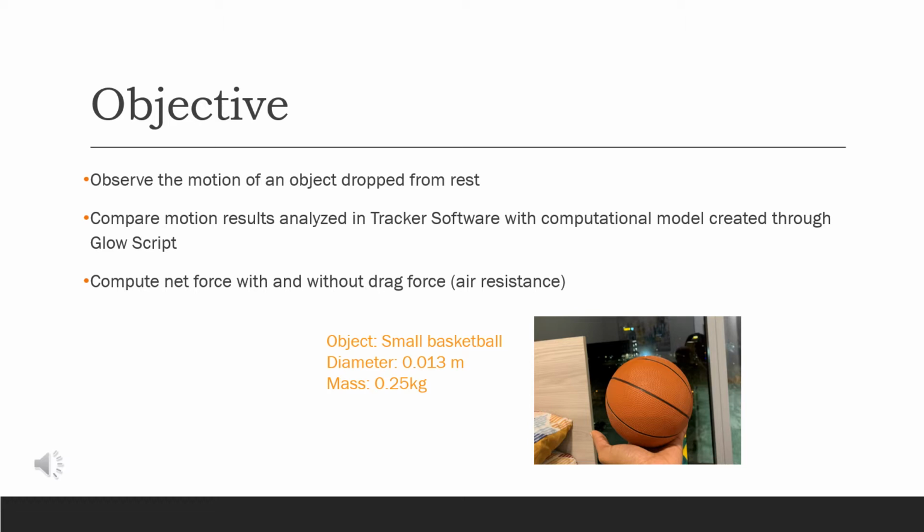We compared the motion results analyzed in the Tracker software with the computational model created through GlowScript, and we also computed the net force with and without the drag force, which we can consider air resistance as our drag force for this experiment. You can see in the picture, the object used was a small basketball, which had a diameter of 0.013 meters and a mass of 0.25 kilograms.